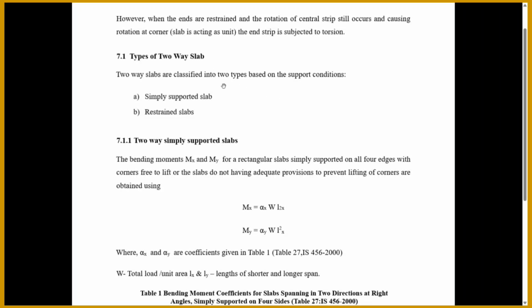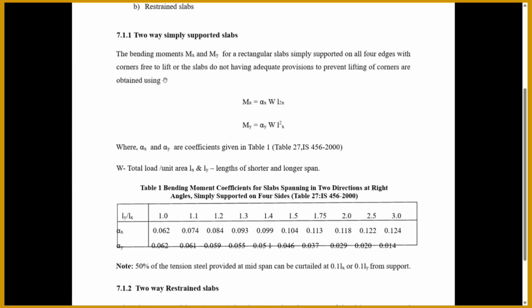This is not very important, and this is the important type of the two-way slab. Two-way slabs are classified into two types based on the support condition: simply supported slab and restrained slab. First, we will show the simply supported slab.